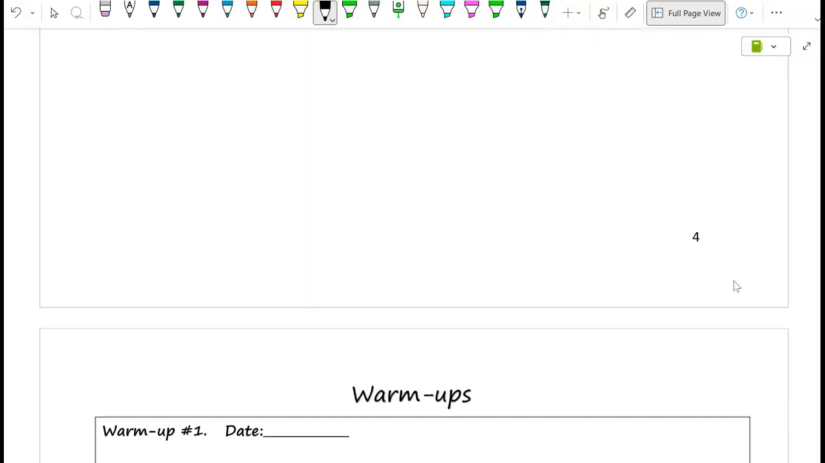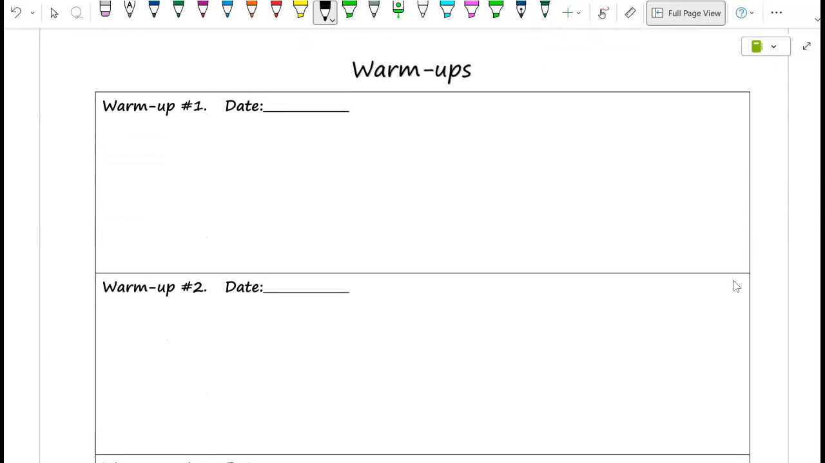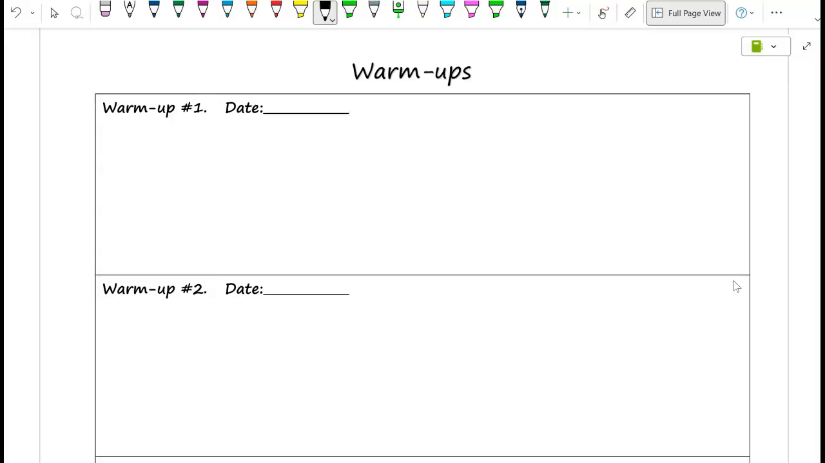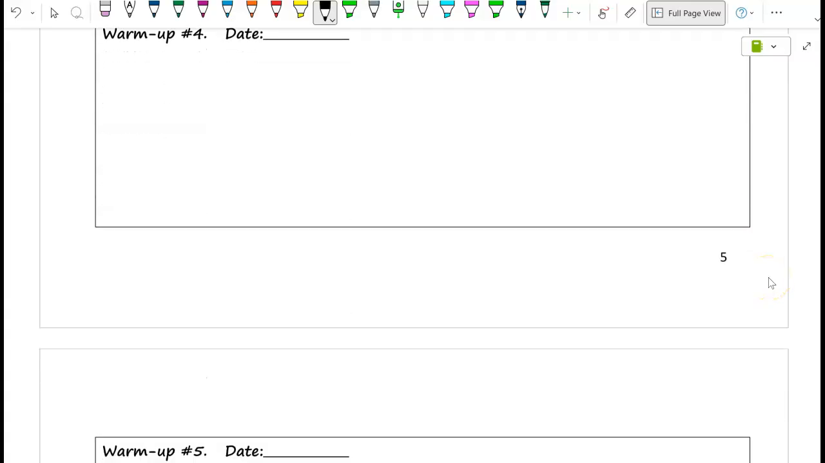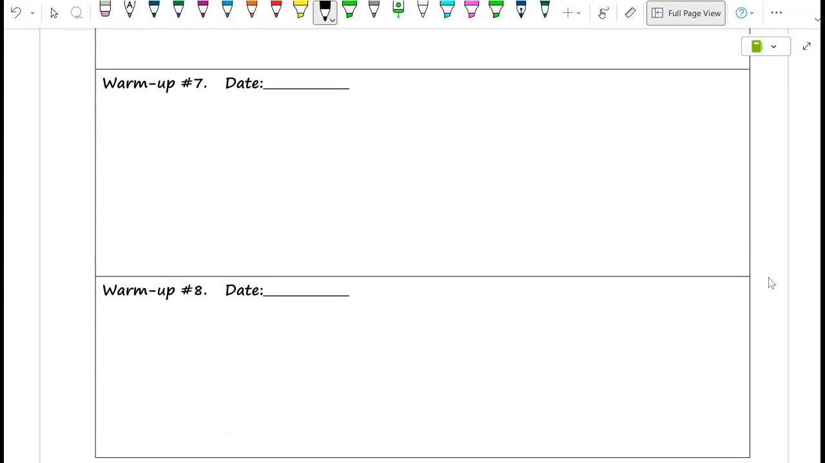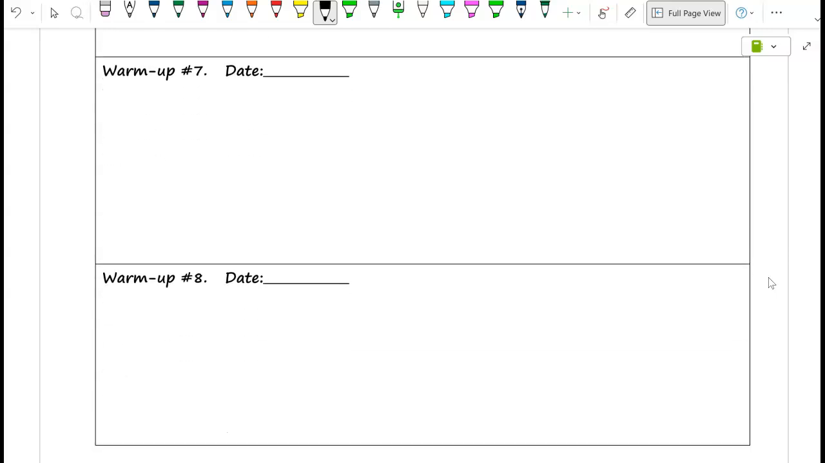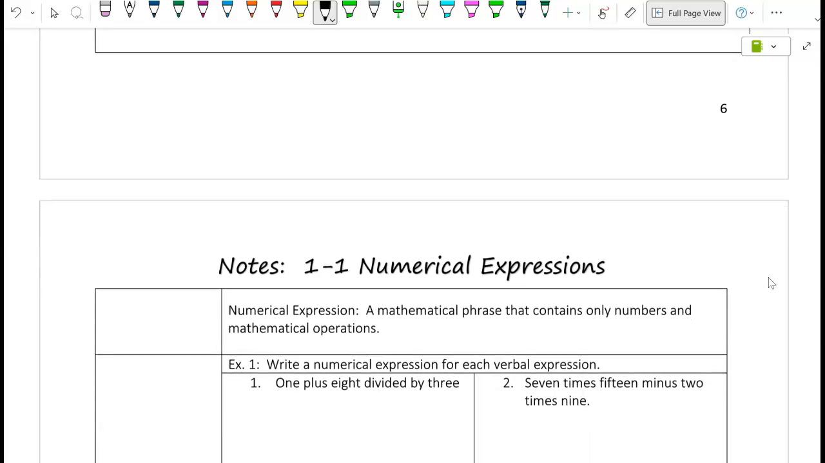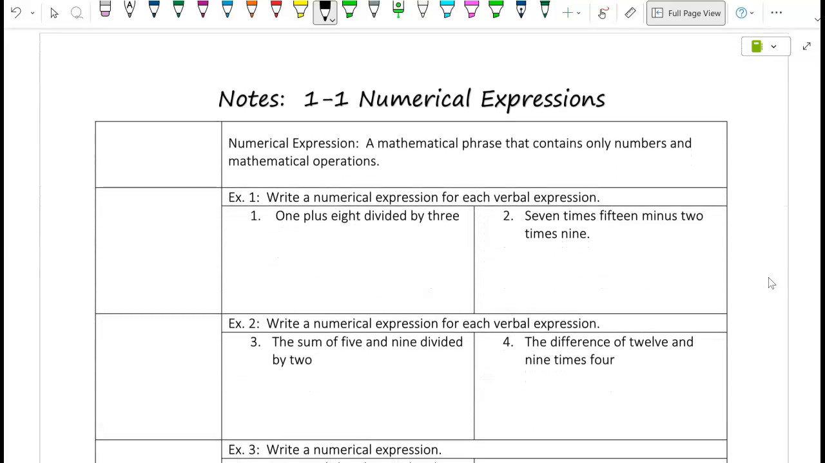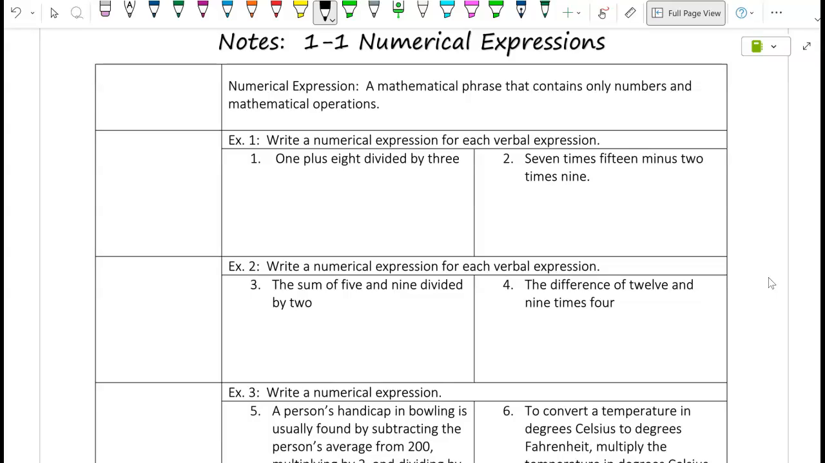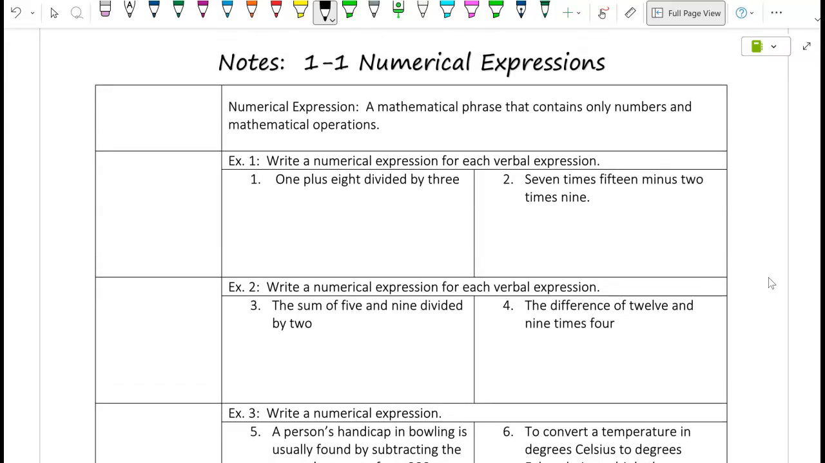We keep going to the next page. Now you have 2 pages of warm-ups. Tomorrow you'll probably have a warm-up when you come in. It'll already be written up there. I expect you to get out your packet, write it down, and get going. We don't have one today, so we're going to go past our warm-ups. And we may not use all 8, especially this unit. It's a little shorter, so I don't know that we'll get all 8 in, which now takes us to page 7, where we're going to get started on those notes for 1-1 numerical expressions.